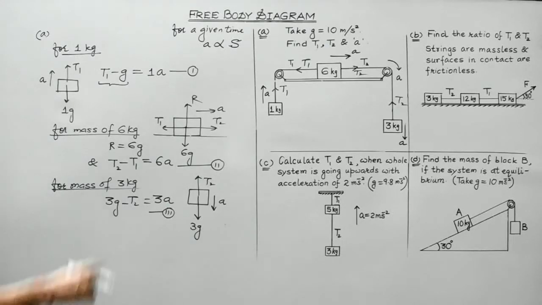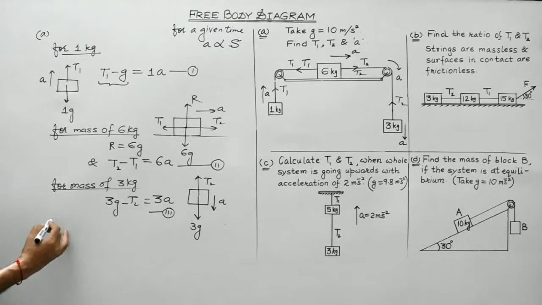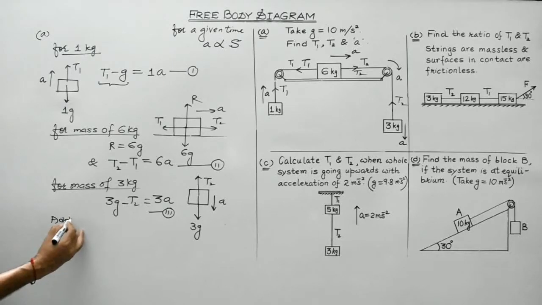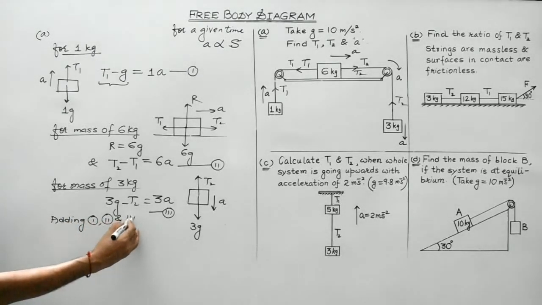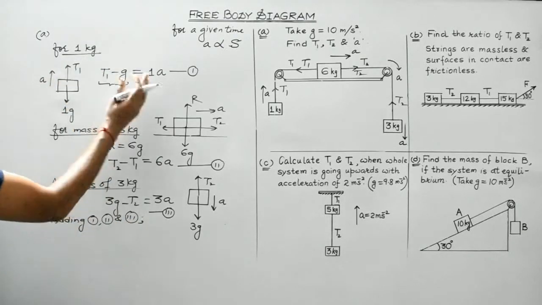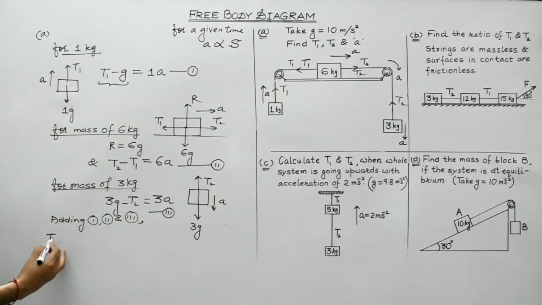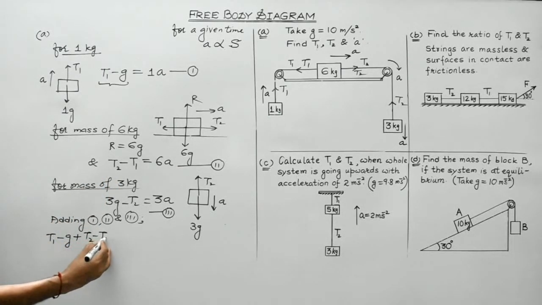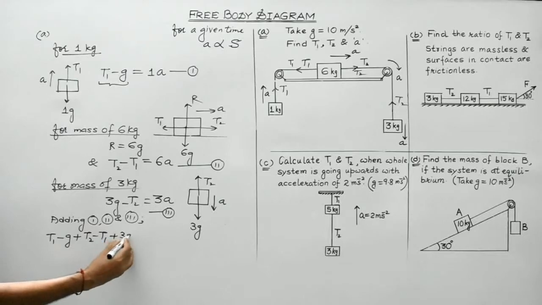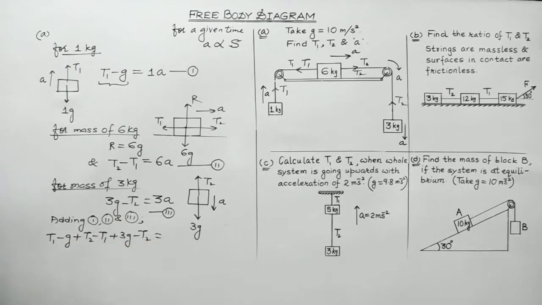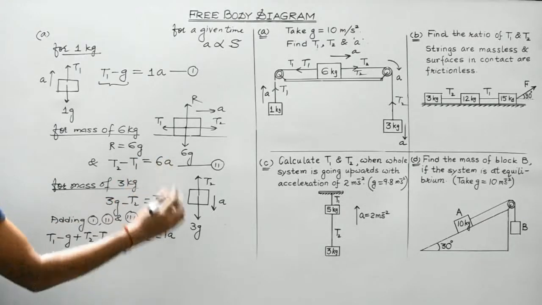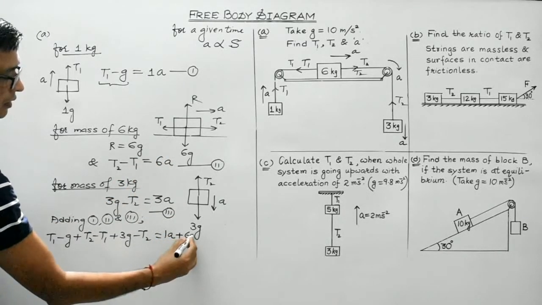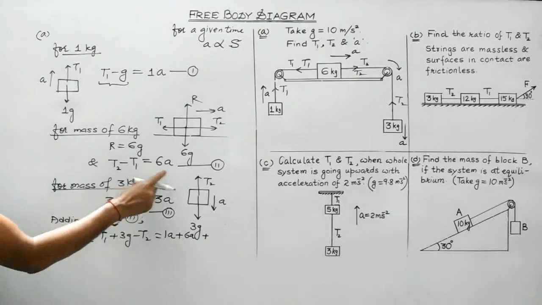Now what you do is, let us add all the three, adding 1, 2 and 3. What we get is, left hand side, T1 minus g plus T2 minus T1 plus 3g minus T2. And right hand side, it is 1A plus 6A plus 3A.